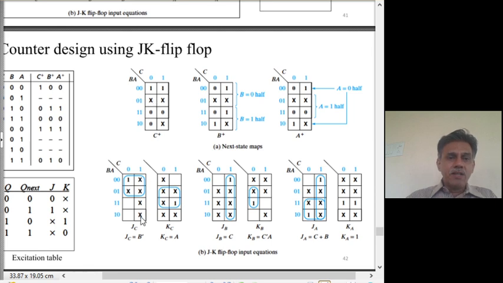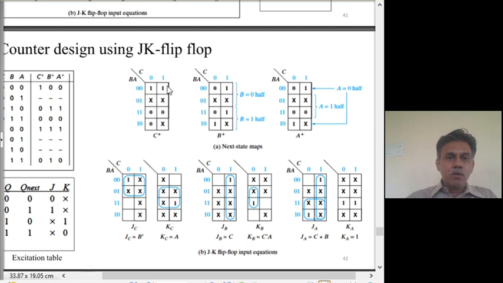So how do we read Jc directly from this? Okay, remove c, only concentrate on the c is equal to 0 sub K map, only try to cover the ones in the c is equal to 0 part and write it without c being involved. So here if we try to only cover this one, we have got b bar.